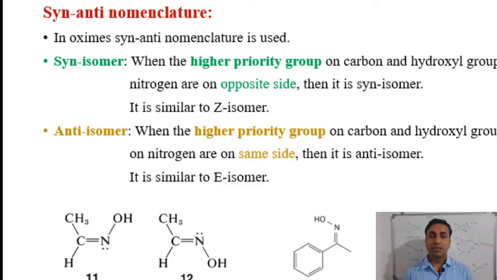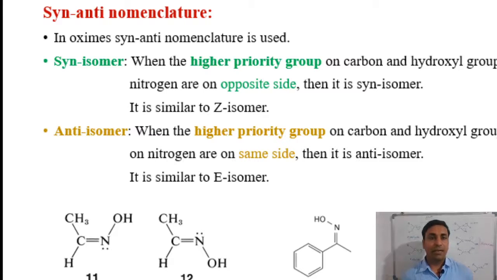Now see, in cis or in the Z isomer, we used the word same side. But in syn, we are using the word opposite side. Still it is similar to cis and Z. In case of trans isomer and E isomer, we use the word opposite side, but here in anti-isomer, which is analogous to both of them, we are using the word same side. Okay, how that we shall see on the board.